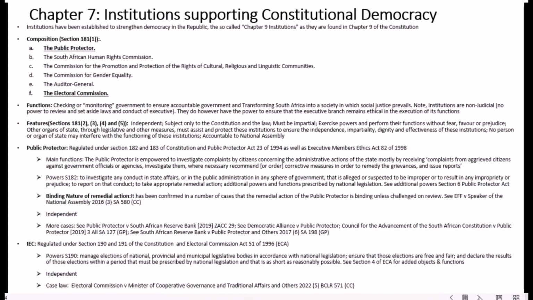And the functions of these institutions, colleagues, is to check or monitor government, to ensure accountable government, and transforming South Africa into a society in which social justice prevails. But please do note, these institutions are non-judicial, so they have no power to review and set aside laws or conduct of the executive. They do, however, have the power to ensure that the executive branch remains ethical in the execution of its functions. So that is where their power actually lies.